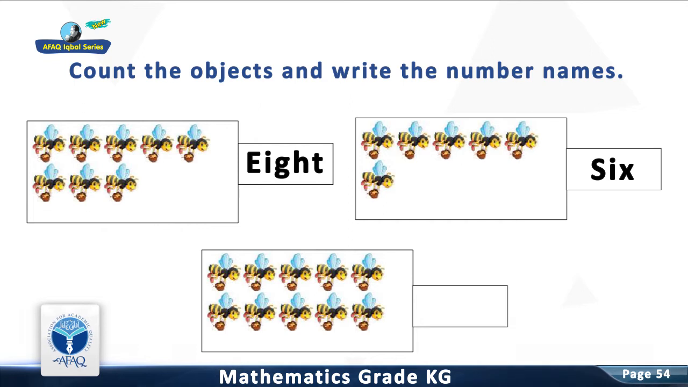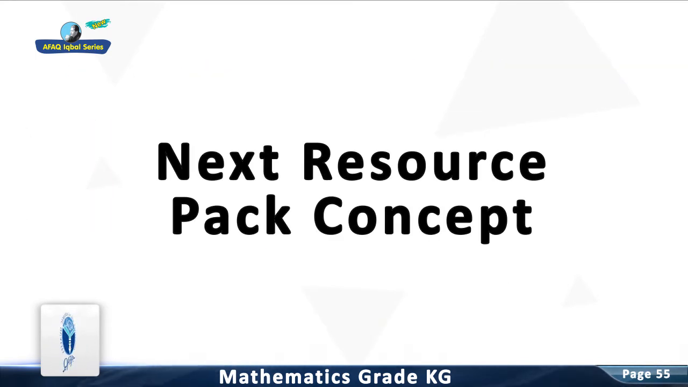Good. It is 6 honeybees. Now write the name of 6. SIX 6. Now count the honeybees and write its name. Good. It is 10 honeybees. Now write the name of 10. TEN 10. Now we move to the next resource pack concept.